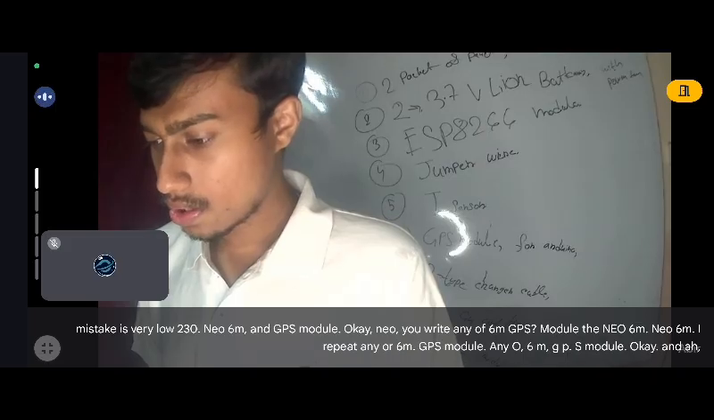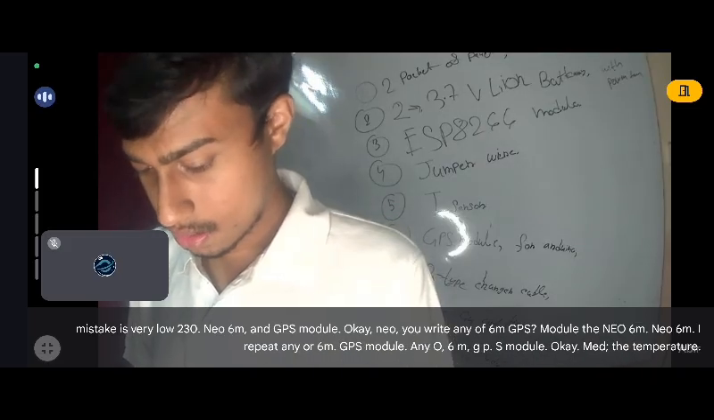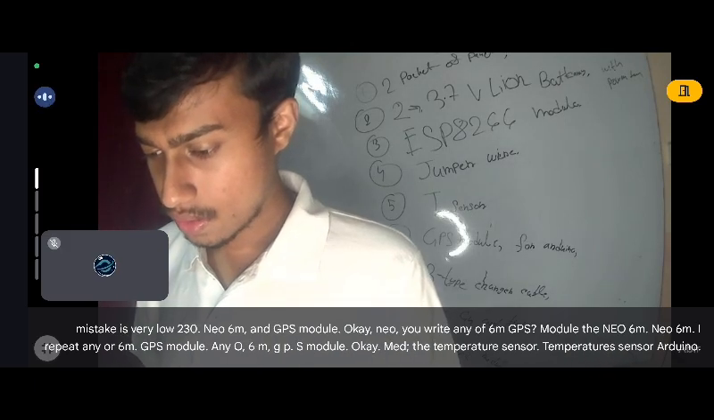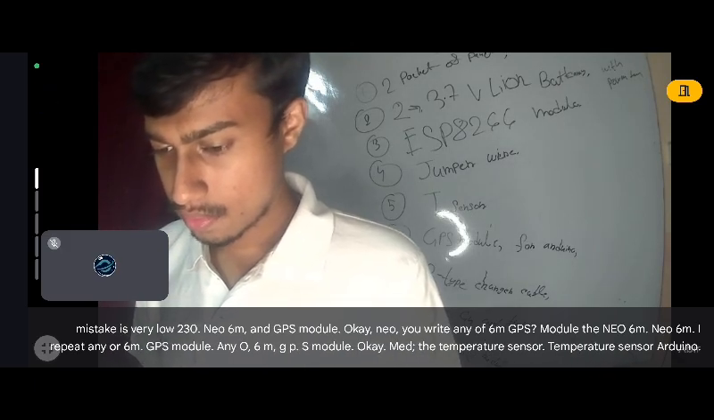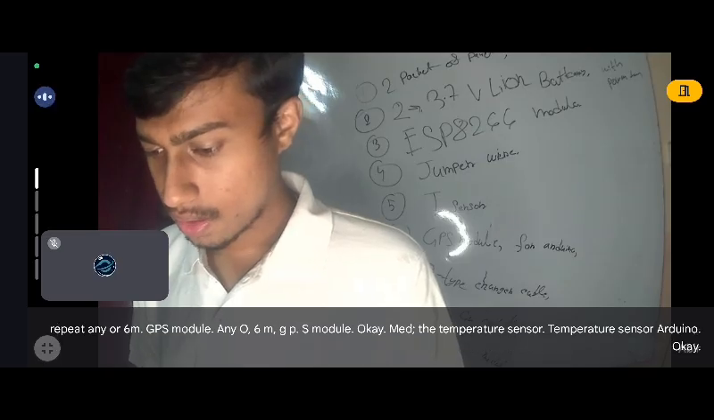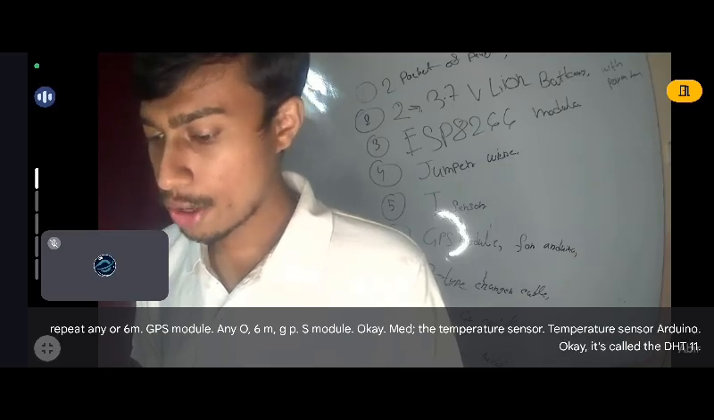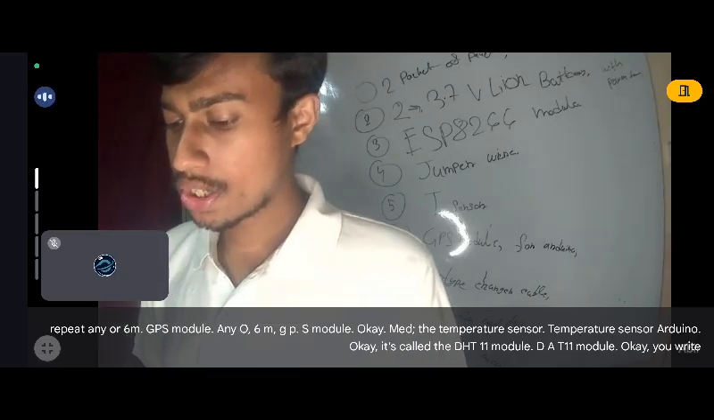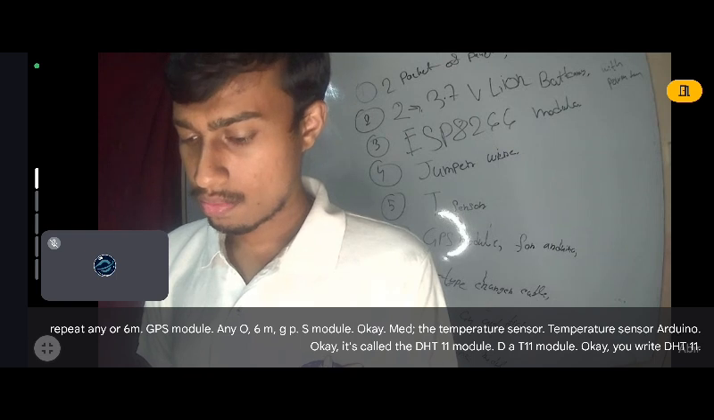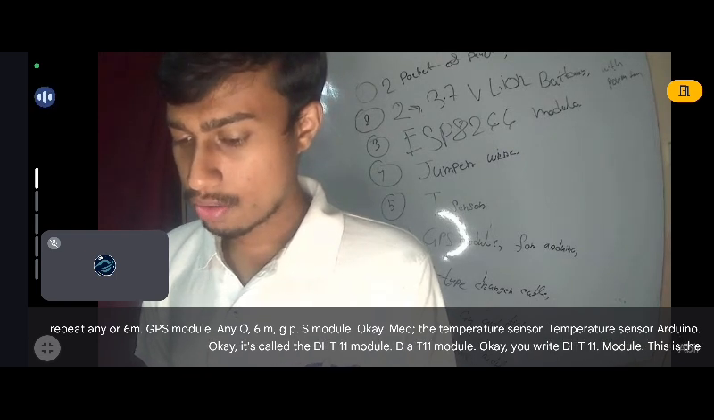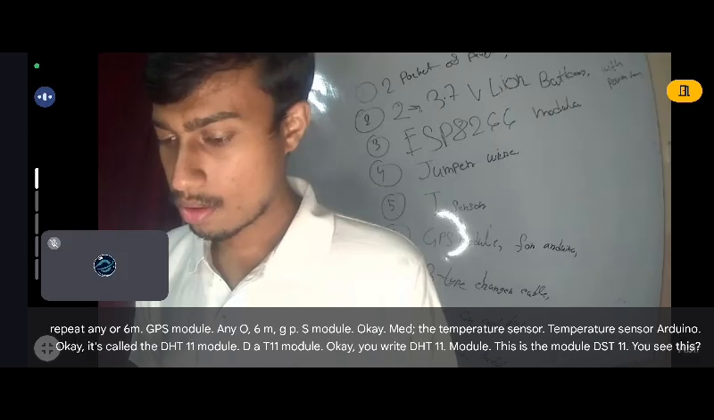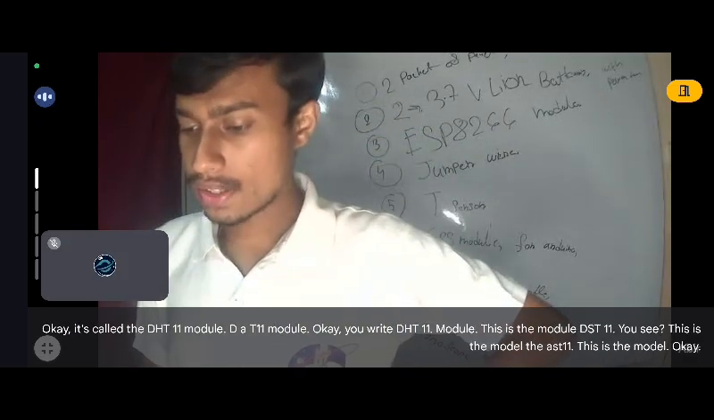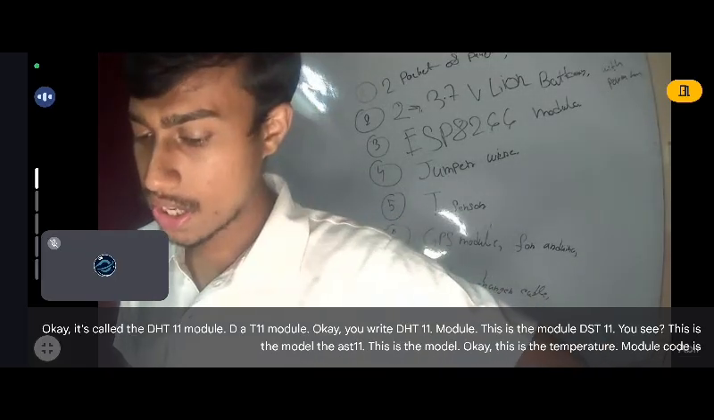And temperature sensor Arduino. Okay, it's called the DHT11 module. Okay, you write DHT11 module. This is the module DHT11. You see, this is the module DHT11. Okay, this is the temperature module. Code is DHT11.